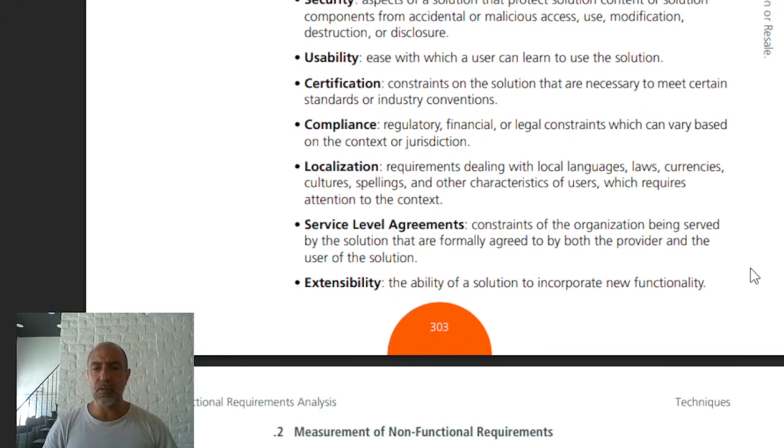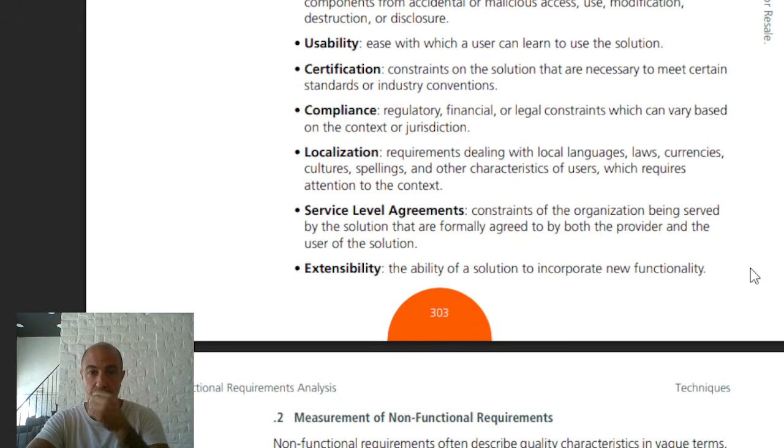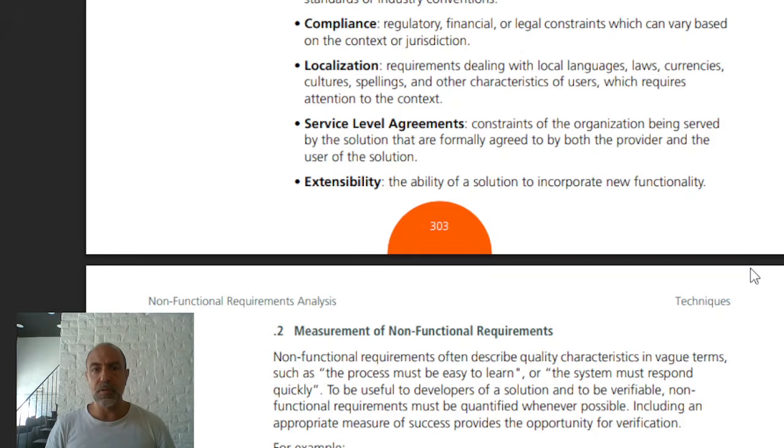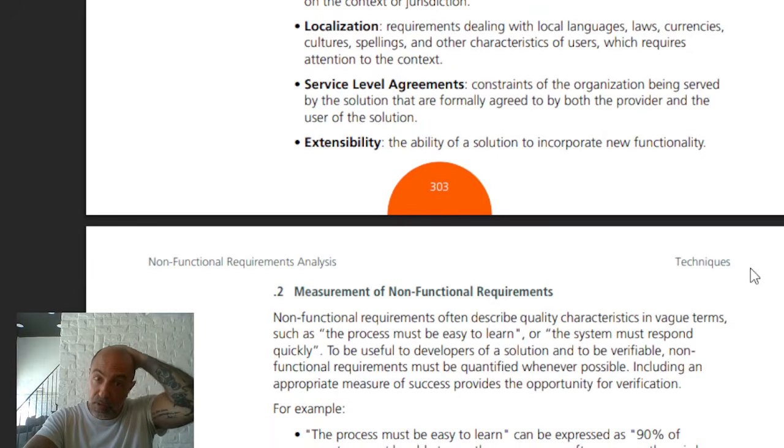Interesting. Certification, constraints of the, yes, they're not functional because all of them are kind of like, if an engineer builds something, we can't operate on the assumption that non-engineers can understand it. So the non-functional requirement of the solution is to be explained a certain way so that somebody who's not an engineer would actually do it, right? Localization, requirements dealing with local languages, laws, currencies, cultures, spelling, and other characteristics of users, which requires attention to the context. Okay. Service level agreements, constraints of the organization being served by the solution that are formally agreed by both the provider and the user of the solution.